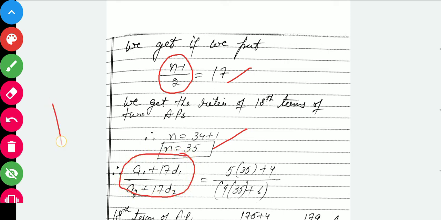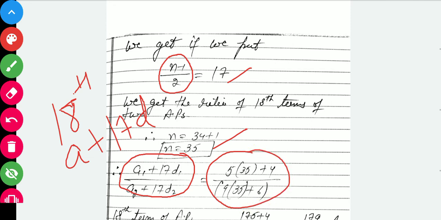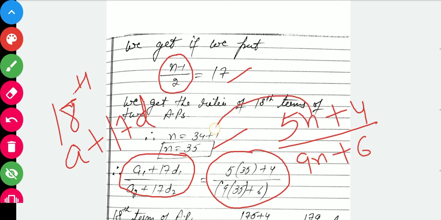If you want to find the value of the 18th term, the formula will be a plus 17d. So a plus 17d is equal to the ratio that was given to you, that is 5n plus 4 divided by 9n plus 6. Put the value of n in this equation. Clear? And you will get the ratio of 18th terms.